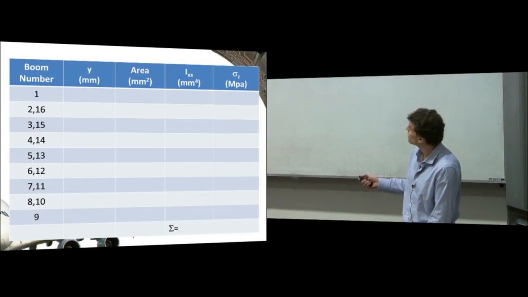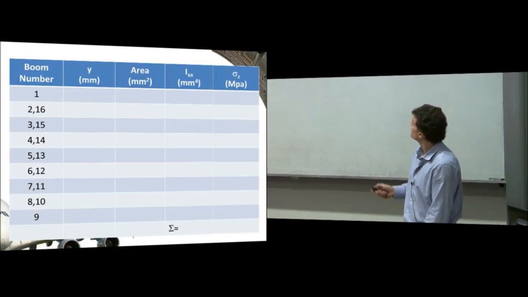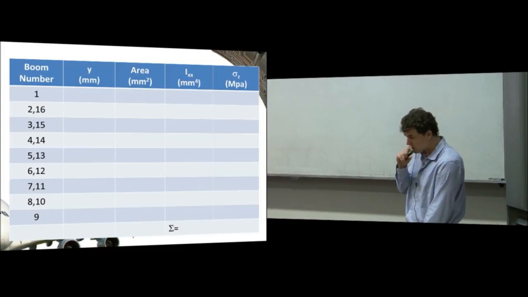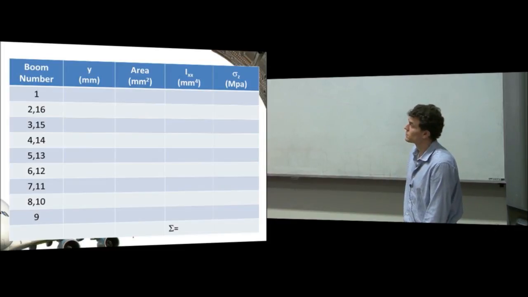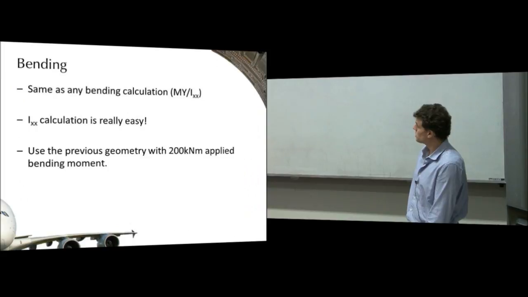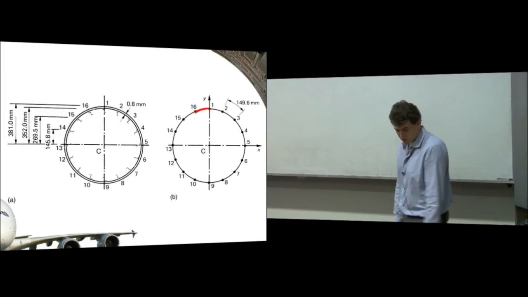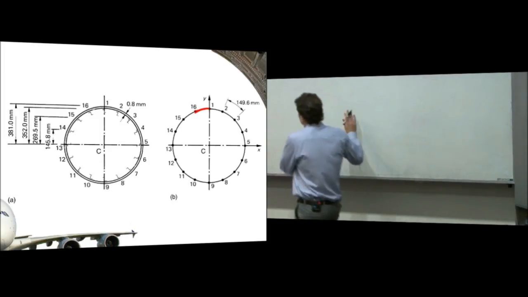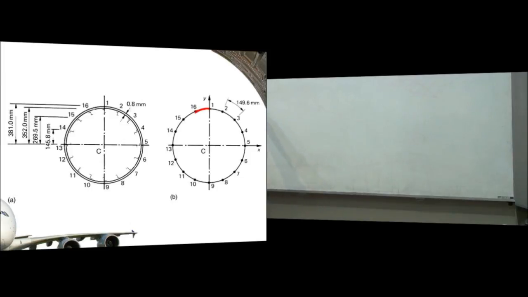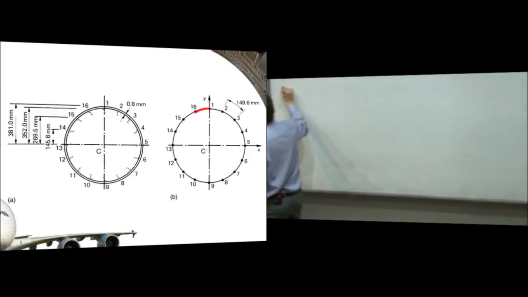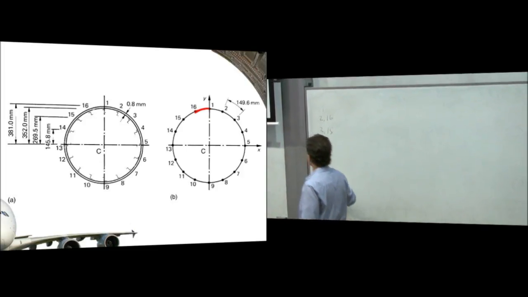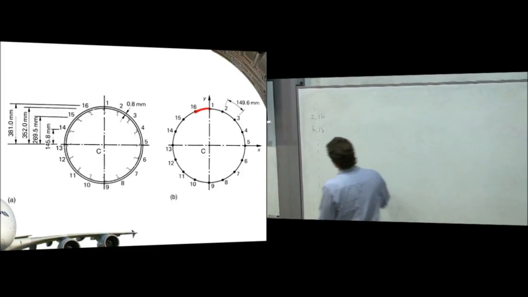The y here. Sorry, that's not a subscript, that's just y. Okay, so let's go back to the picture so we can put in all our y's. Booms 1, 2, 16, 3, 15. I'm not going to write all of the subscripts in.